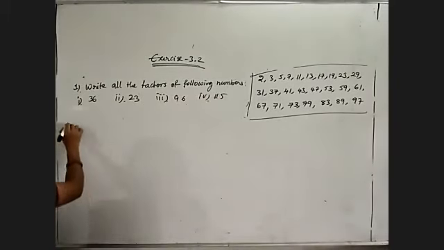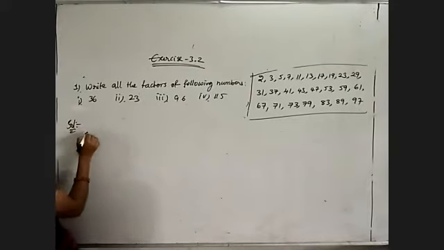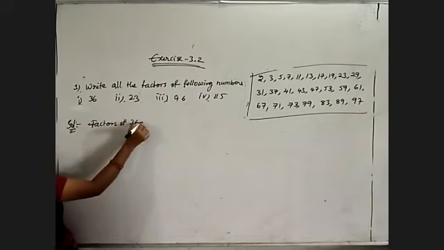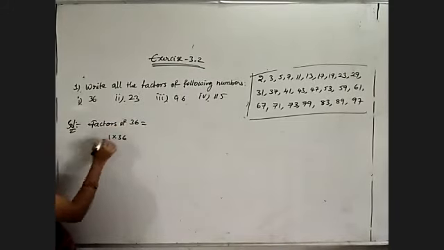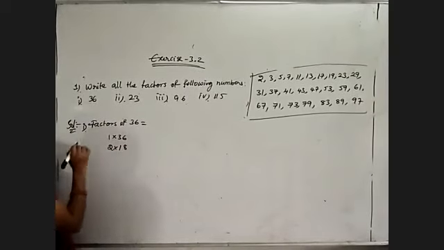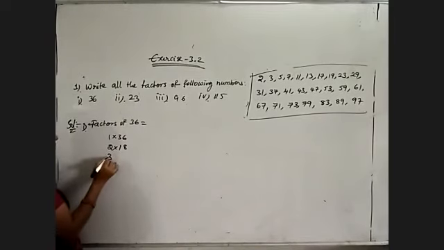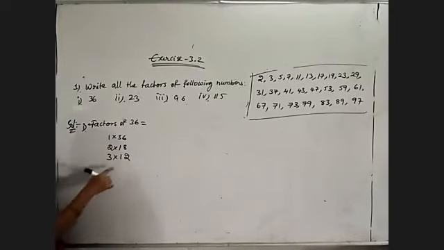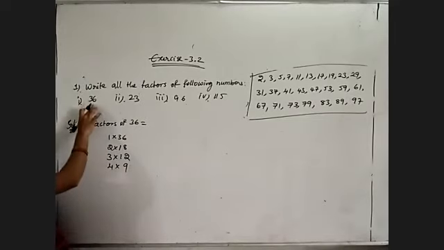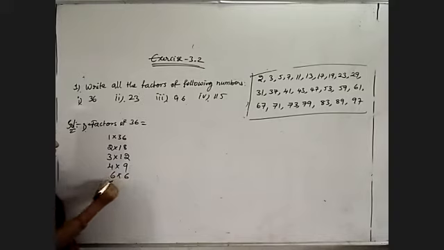So for 36, factors of 36: 1 times 36, and 2 times 18. 2 ones are 2, 2 eights are 16. And 3 table: 12 threes are 36. So 3 into 12, 3 twelves are 36. Now 4 nines are 36. 5 table we will not get. 6 sixes are 36. So same number. Till we get the same or a repeated number, we need to stop.